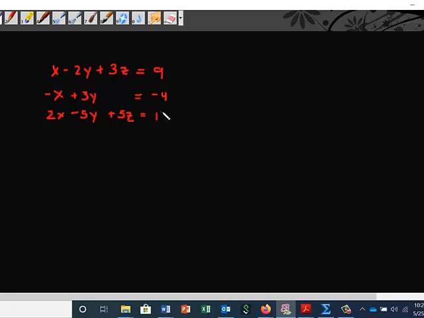is equal to 17. So our matrix is going to look like this, 3 by 4, which is 1, negative 2, 3, 9, then negative 1, 3, 0, negative 4, and this will be 2, negative 5, 5, 17.